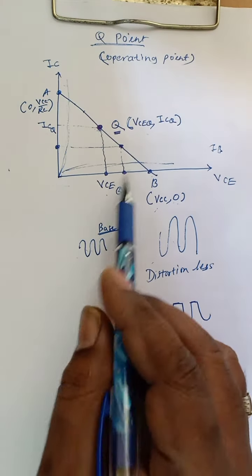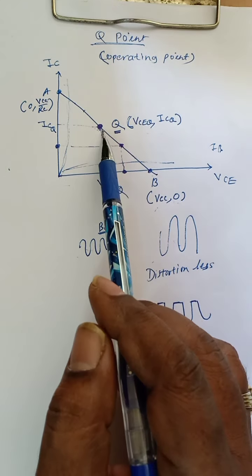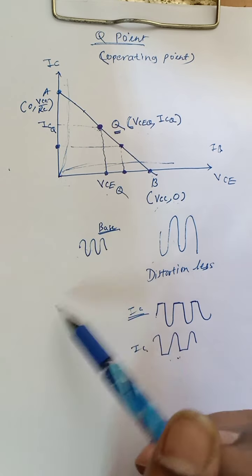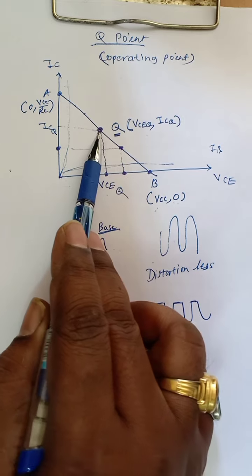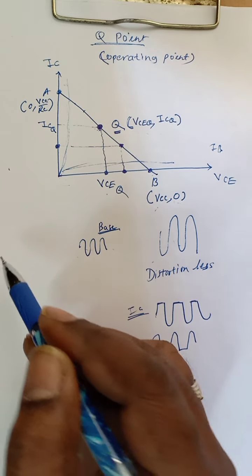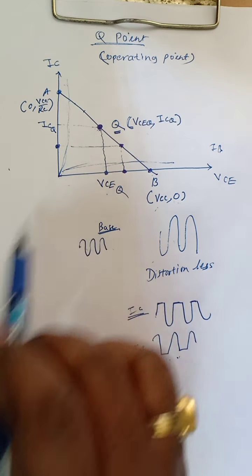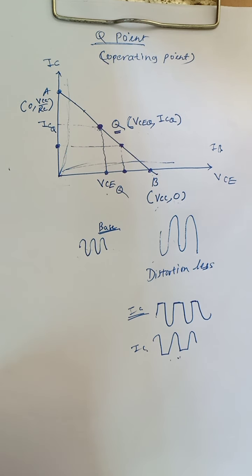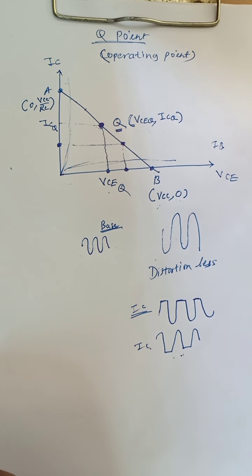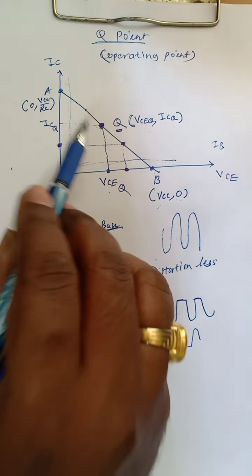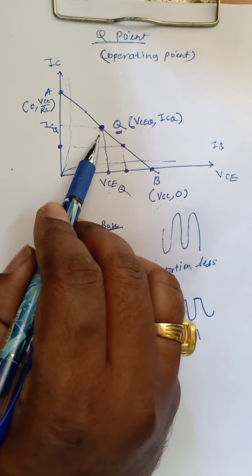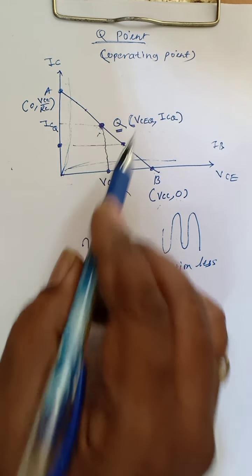Okay, so this is the main role of a Q point. It should be maintained at the center of the DC load line. To maintain the Q point at the center of the DC load line, there are different biasing methods.